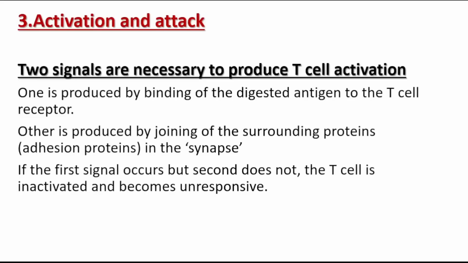So that is a synapse. There will be adhesion proteins on the surface of helper T cells and also on the surface of the antigen presenting cell. So they also will bind. These two bindings are necessary for the activation of helper T cell. If the first signal happens but the second does not, the T cell is inactivated and becomes unresponsive. So there should be binding between the antigen and receptor on the helper T cell. Also there should be binding of the adhesion proteins which are present on both helper T cell and antigen presenting cell. So two bindings should happen for the activation of helper T cell.